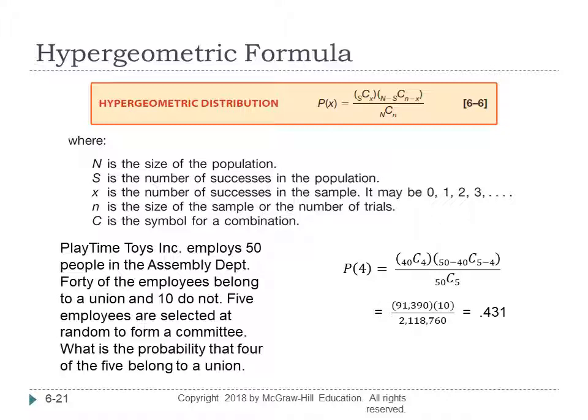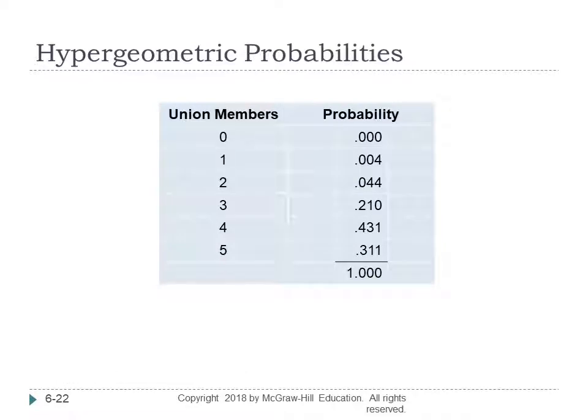In the next slide, I think the remaining calculations, the probability for the other values for x, are calculated for us. This is the last slide. This is now the distribution for the hypergeometric probability distribution we just looked at. Of course the union members in a sample can be either 0, 1, 2, 3, 4, 5. We calculated the probability for x equal 4, where 4 out of the 5 people in the sample belong to a union. The probability was 0.431.